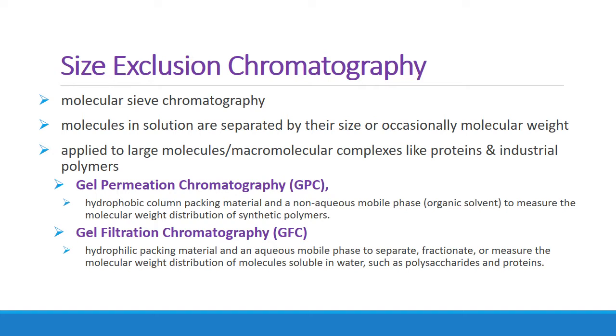Size exclusion chromatography includes gel permeation chromatography and gel filtration chromatography. In gel permeation chromatography, the hydrophobic column packing material is used and the mobile phase is a non-aqueous organic solvent. On the other hand, in gel filtration chromatography, the packing material is hydrophilic and the mobile phase is aqueous.